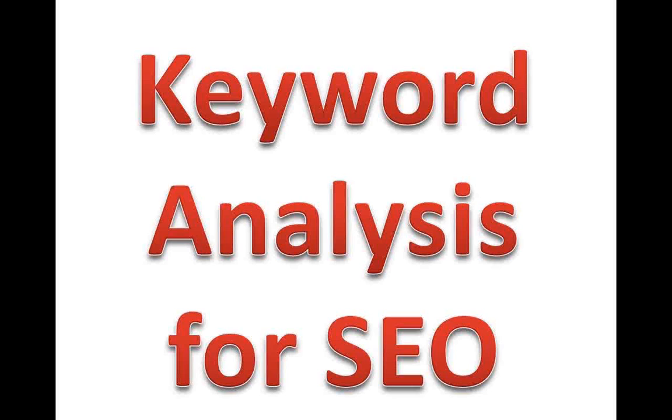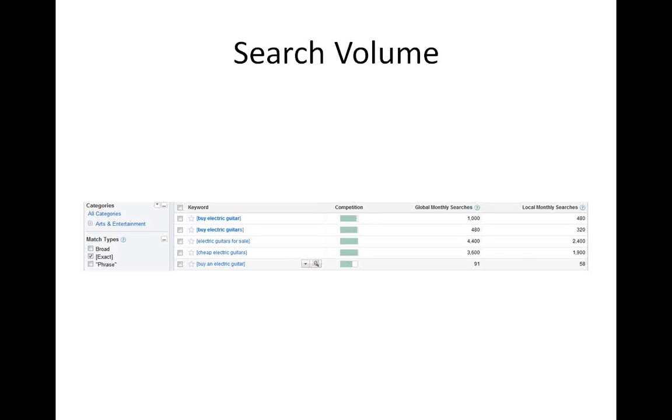Okay, we talked about getting this huge list of a lot of different keywords. Now, let's talk a little bit about how you analyze your keywords to find which ones work and which ones are not going to work for you. The way you do the keyword analysis is different if you're doing SEO than if you're doing pay-per-click. So now we're going to talk about keyword analysis for SEO.